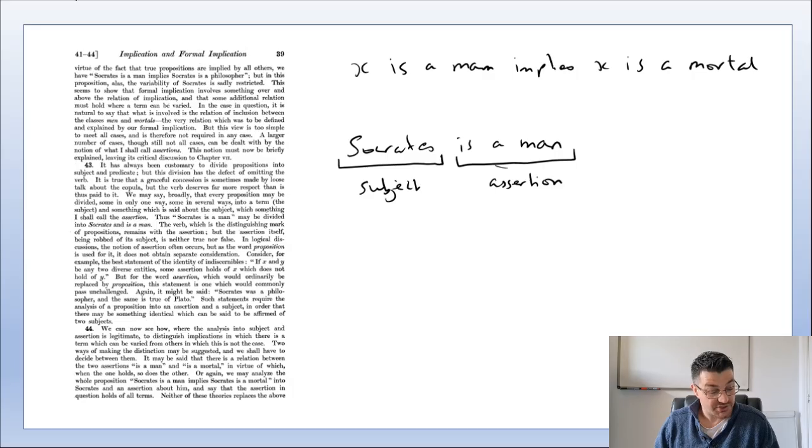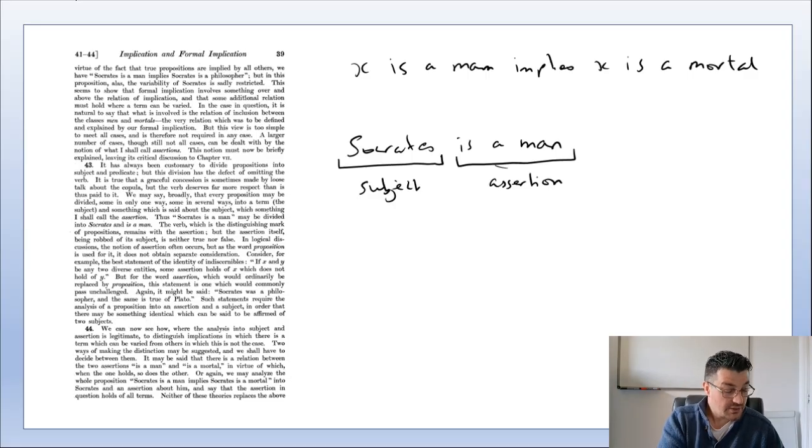But for the word assertion, which would ordinarily be replaced by proposition, this statement is one which would commonly pass unchallenged. Again, it might be said, Socrates was a philosopher, and the same is true of Plato. Such statements require the analysis of a proposition into an assertion and a subject, in order that there may be something identical which can be said to be affirmed of two subjects.